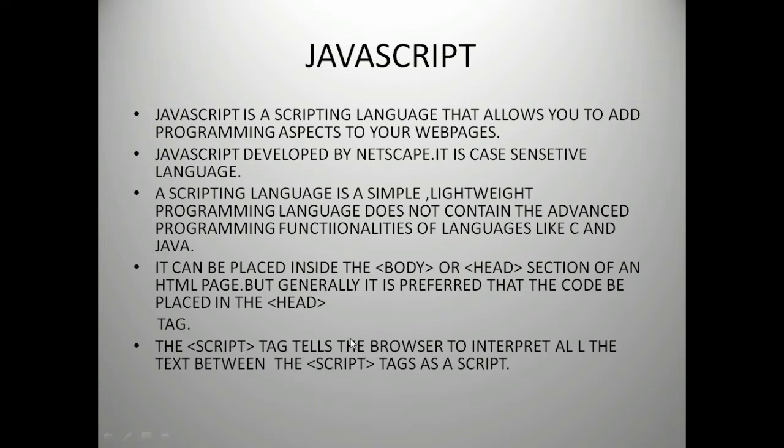The script tag tells the browser to interpret all the text between the script tags as script. Here one question will arise. When you are writing HTML code and inside it you are writing JavaScript, how do you understand that this is JavaScript language? For that, whatever you write between the script tags tells the browser that all that text is scripting language. So students, that is what JavaScript is. Is it clear?